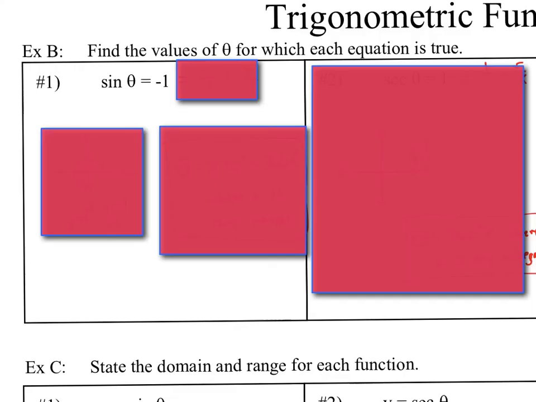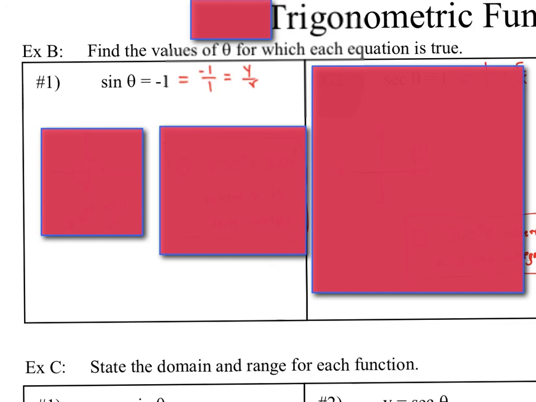Find the values of theta for which each equation is true. This is example B. Number 1 says that sine of theta equals -1. Well, sine is y over r. So that means that y is -1 and r is 1. If you change -1 to a fraction, it could be -1 over 1, or it could be 1 over -1. The reason it can't be 1 over -1 in this case, that would make r -1, which it can't be. So that means -1 goes with y and 1 goes with r.